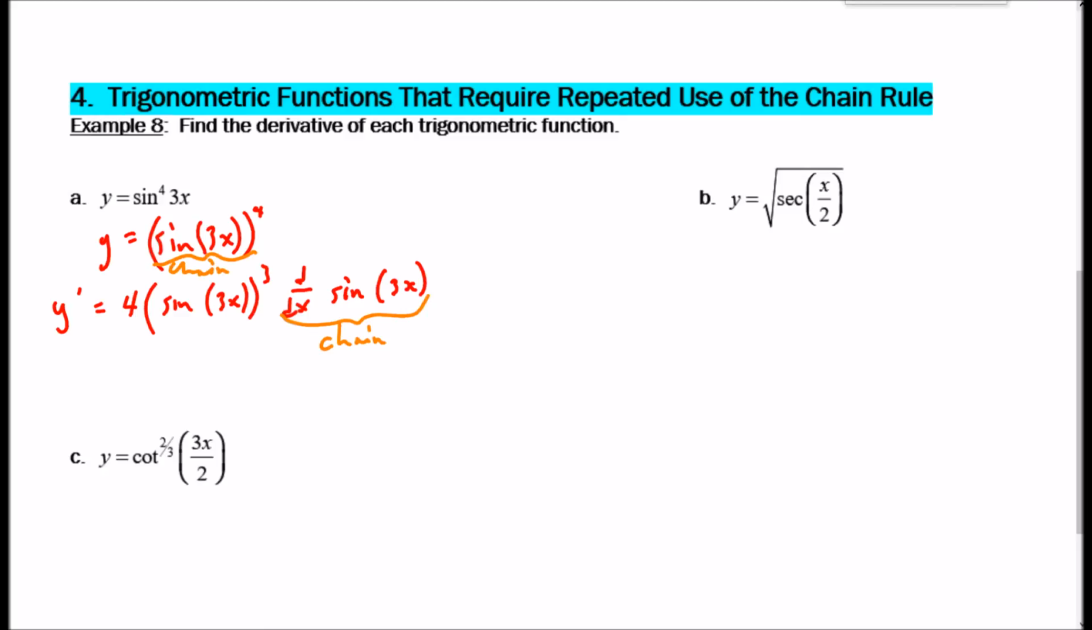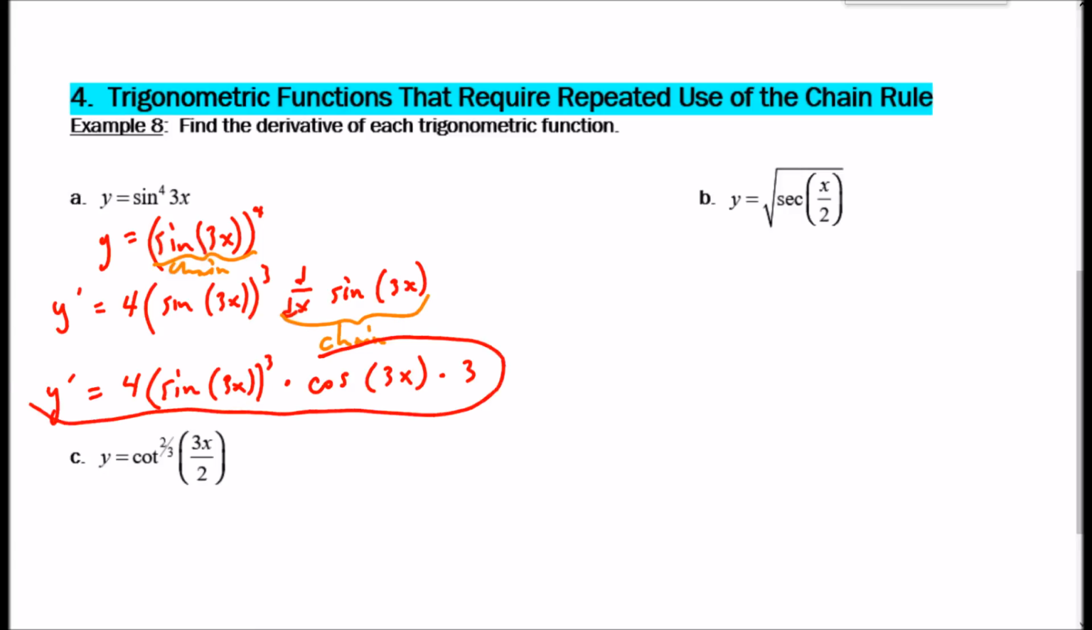So sometimes these are referred to as chain rules. If there's an inner, middle, and outer function, you have to use the chain rule twice. So our final answer, the derivative, is equal to 4 times sine 3x cubed, that stays the same, times the derivative of sine something. Well, the derivative of sine something is cosine something times the derivative of that something. So here is our final derivative for example 8, part A.